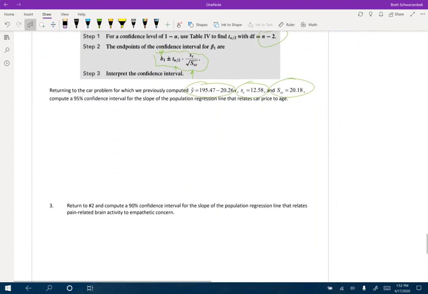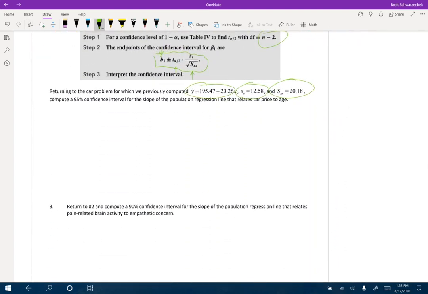So it's asking to compute a 95% confidence interval for the slope of the population regression line that relates car price to age. Looking at our equation, B1 plus or minus t sub, well, what is it? Confidence is 0.95, which means alpha is 0.05, which means alpha over 2 is 0.025. So we're doing 0.025 as our subscript, at df equal to 11 minus 2, or 9, and we're multiplying that by SE over the square root of SXX.